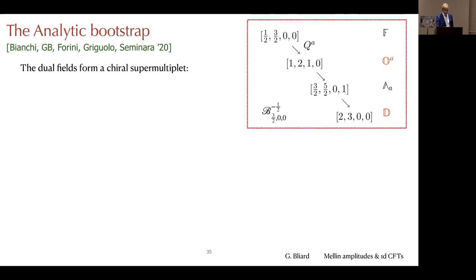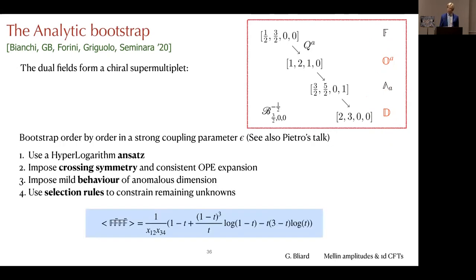And in this case, we can use the bootstrap in the strongly coupled CFT. The way we do this is order by order in a strong coupling parameter, using the hyperlogarithm ansatz, imposing the crossing symmetry, also imposing a few constraints from symmetry and selection rules, and a few physical inputs such as the Regge behavior of the anomalous dimension. The overall constant has to have some external input as well.